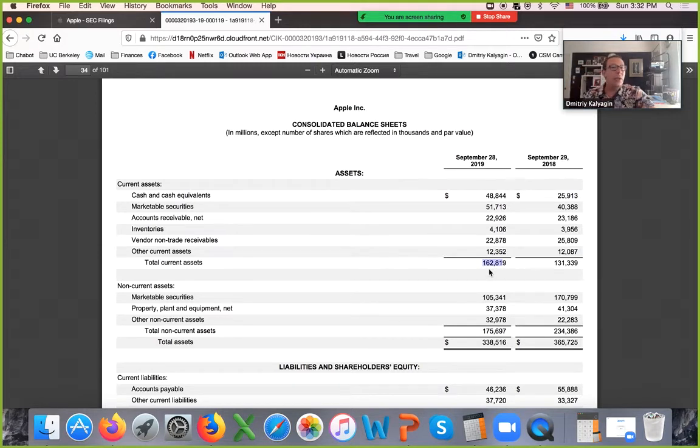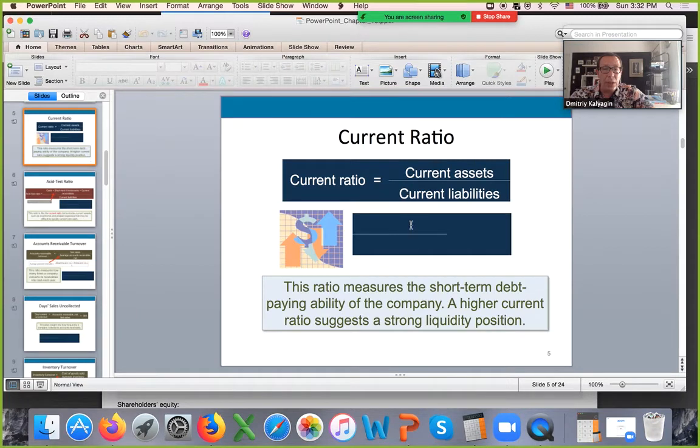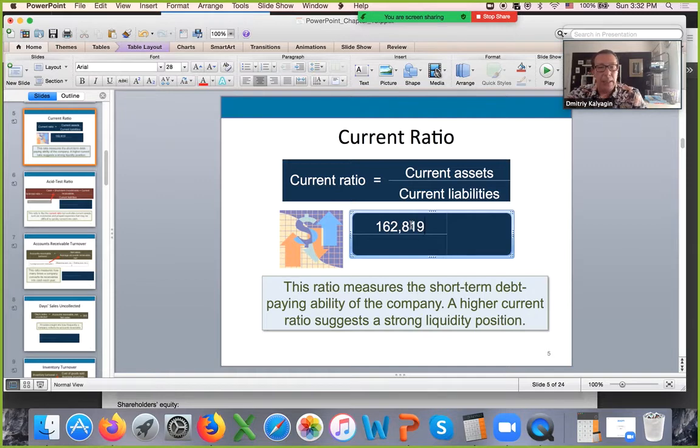It's actually $162.8 billion. But as I said, zeros are not important. I'm going to take current, not total, current assets, which are assets turned into cash or used up within 1 year. And we're going to divide them by current liabilities, debts that come due within 1 year. So this is 105,718. So let me just plug in the numbers. I'm going to take 162,819, those are current assets, and divide them by 105,718, which are current liabilities.